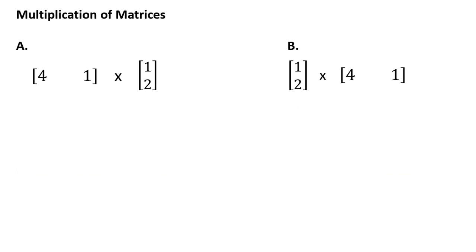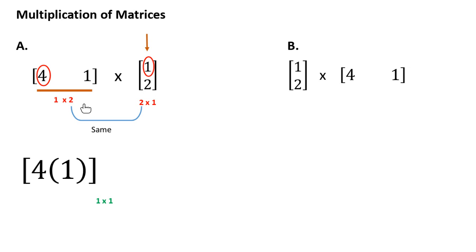So for example, here you first start off by looking at the order. This is 1 by 2, and this is 2 by 1. You look at the inside numbers. Notice that they're the same, 2 and 2. That means that yes, you can multiply. And the outside numbers, which I have in green here, tell you how big your answer is going to be. So the matrix you come up with is going to be a 1 by 1.